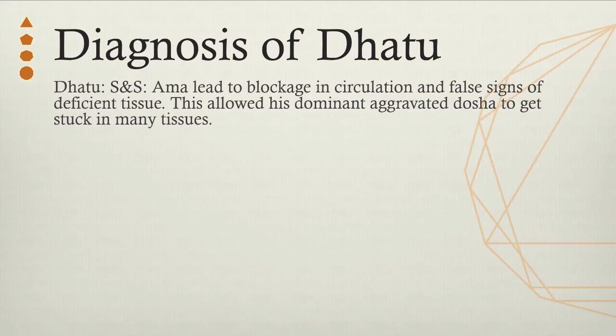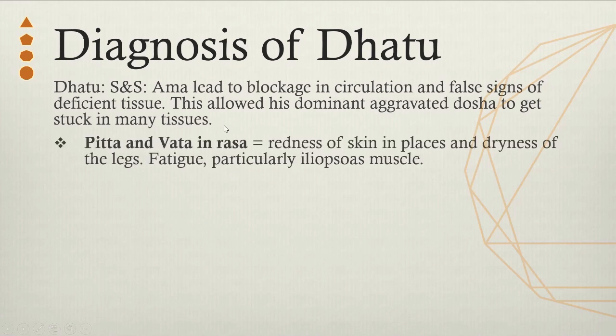And if we relieve that, we can allow that nutrition to flow across the whole body again and nourish the lower portions, including the psoas. So pitta and vata in rasa, this pitta and vata influence the fluids. I saw there's redness of skin in places and dryness of the legs. Fatigue is a sign of aggravated rasa, particularly deficient rasa or vata in rasa, and particularly when he used this muscle, the iliopsoas. So it showed me this rasa, this fluid, was not penetrating into this muscle at all. That's what caused the fatigue.